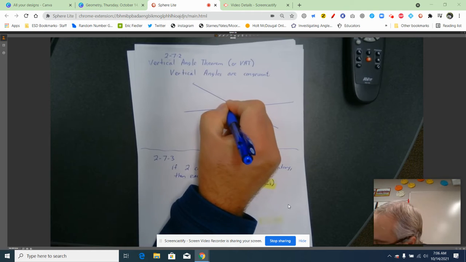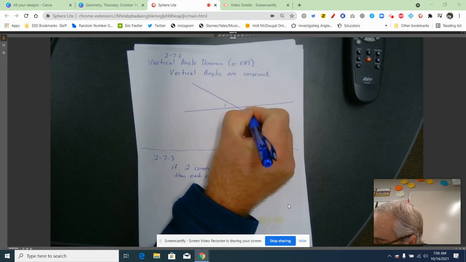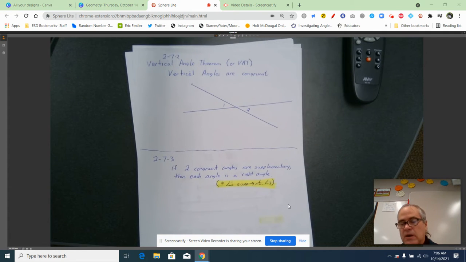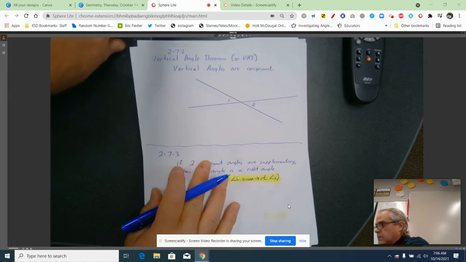And so let's take a look at angle. And this isn't a proof. This is just verifying. Let's take a look at angles 1 and 2. Those are vertical angles because they're formed by two lines and they're non-adjacent. Non-adjacent angles formed by two lines is our definition of vertical angles.